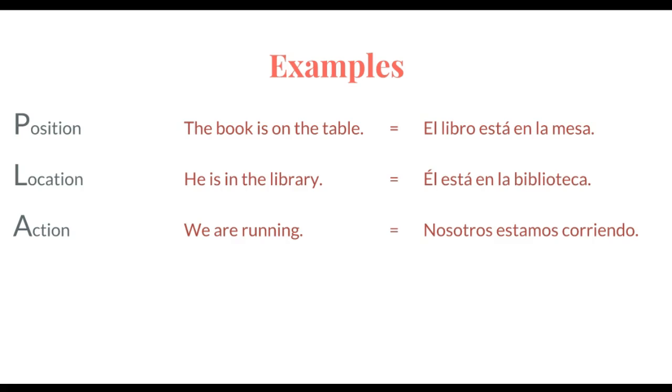We use estar with actions to express that an action is taking place. So we are running. You can say nosotros estamos corriendo. The word corriendo is called a gerund, and that's something you guys will learn about a little bit later, but it's kind of a different form of a verb using a tense called the present progressive tense. Right now, don't worry too much about that. We'll get into that in the coming units.